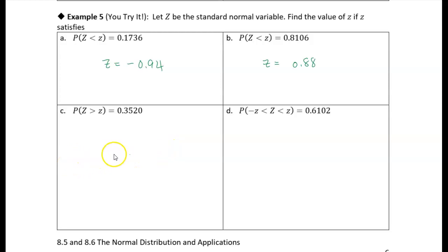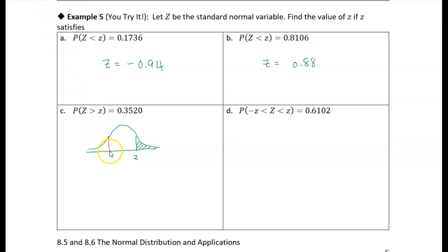Now again, let's try to visualize this. Let me just go through this visualization again in case it doesn't quite make sense. So we're looking for a z score such that the probability that z is greater than that z score is 35.2%. Okay, so in this case, we must be over here. So we have some z value, and the probability of being greater is the probability we're given. But that doesn't correspond at all with what we're given in the table. But we just use the symmetry of the table.